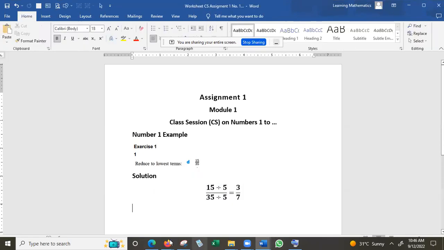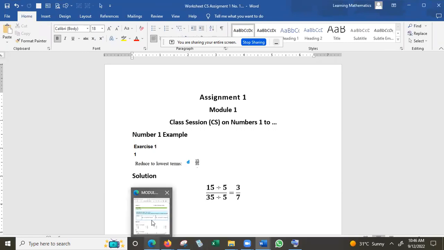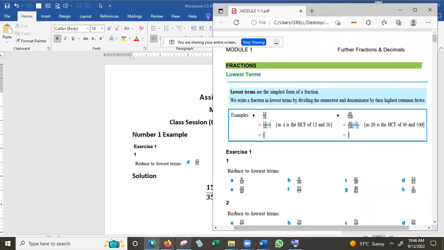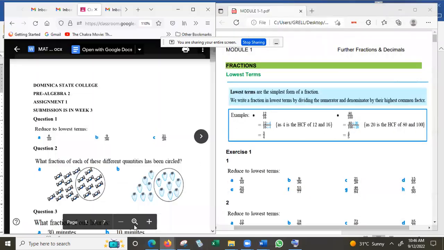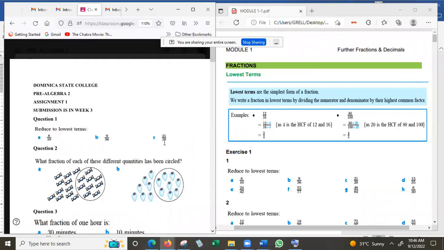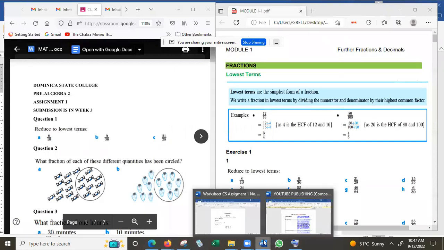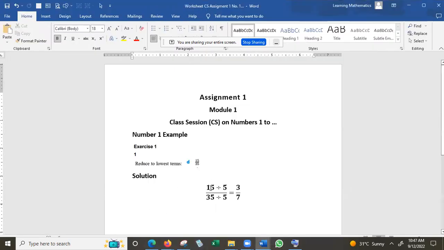So this needs to be applied now to A, B, C, and D in the assignment. So please apply this to 8/10, 9/36, 21/28. Look for the highest common factor of the numerator and denominator. Divide both of them by that highest common factor, and you reduce your 3 fractions to their lowest terms. Similarly to how it was done in the example 1.